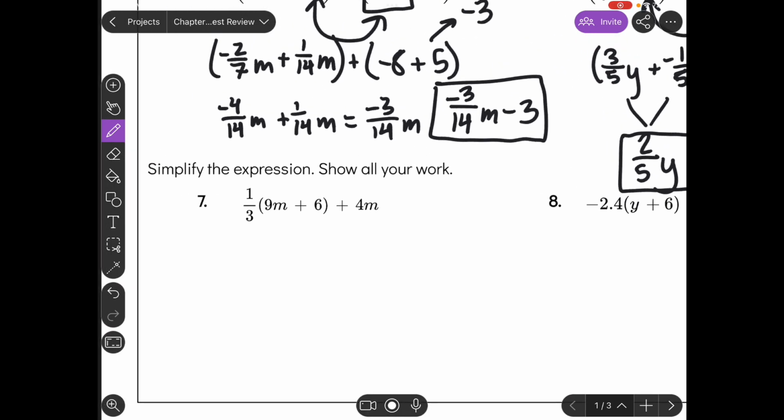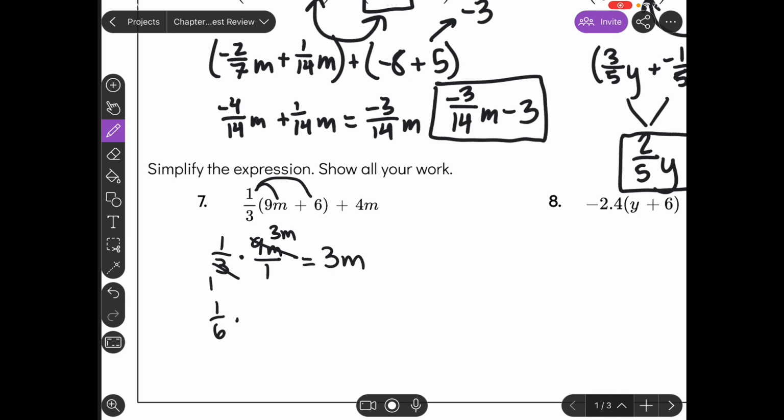For number 7 and 8, we're going to be distributing in and then combining like terms. For distributing, I'm going to multiply 1/3 into both of these. 1/3 times 9m. We can always write any whole numbers over 1. These are going to be simplified into 3m and 1, which is just going to give me 3m.